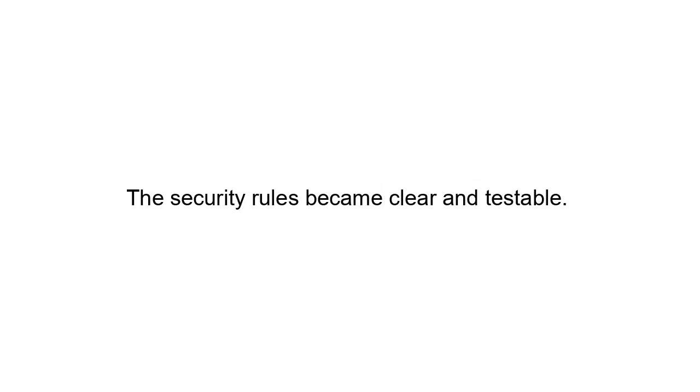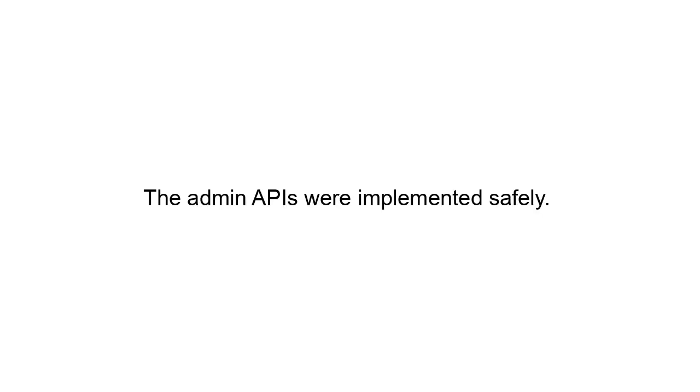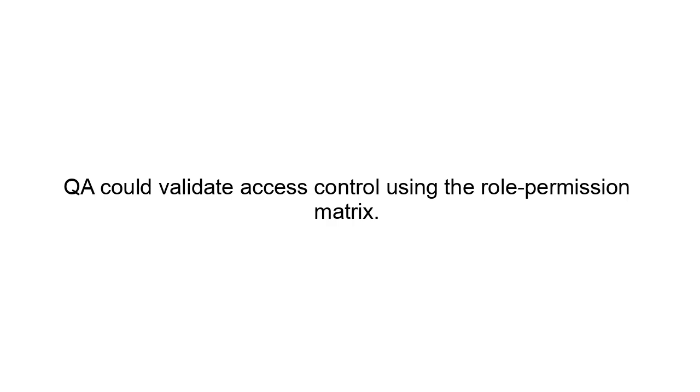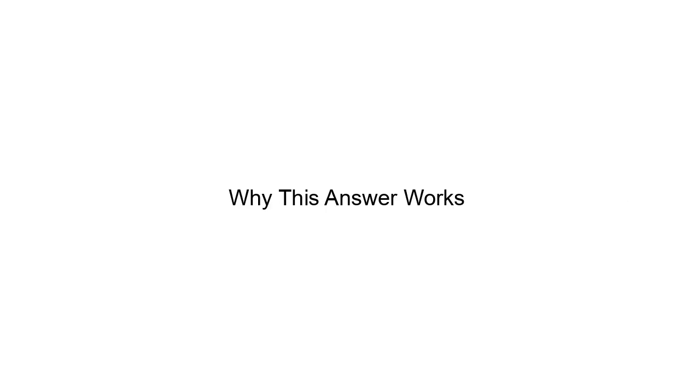Result: the security rules became clear and testable. The admin APIs were implemented safely. QA could validate access control using the role permission matrix. Why this answer works?